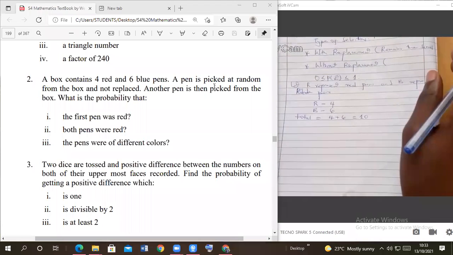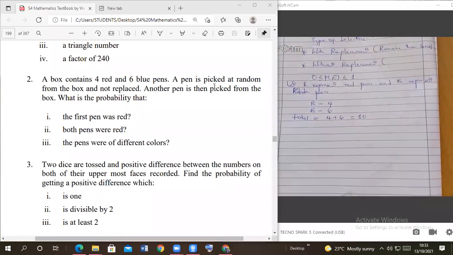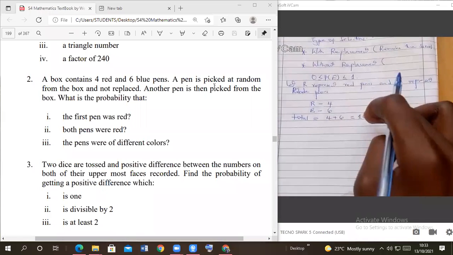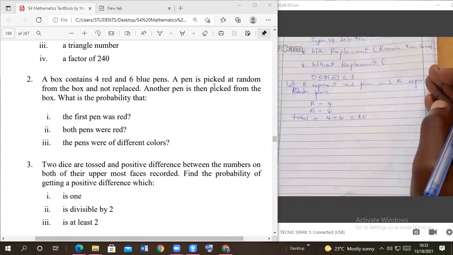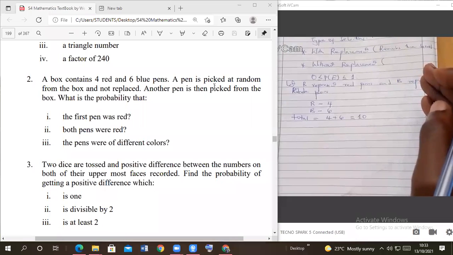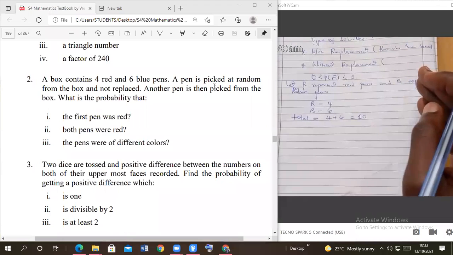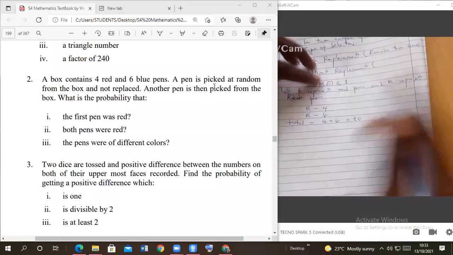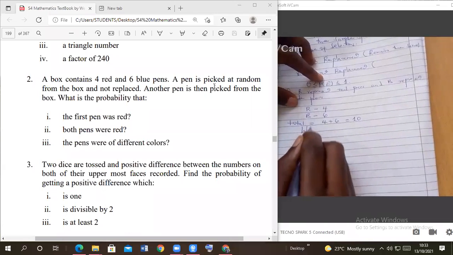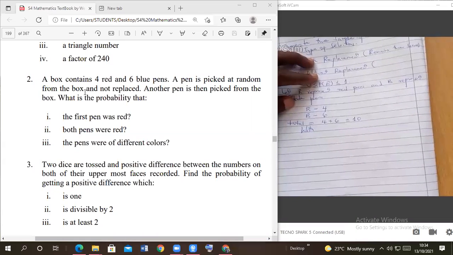If the selection was not done more than once, there would be no need for drawing a probability diagram. But this experiment was done twice. To help you generate the sample space, the method that gives the most accurate and correct answer is a probability tree diagram. So was it without replacement or with replacement? Because it says a pen is picked at random from the box and not replaced.